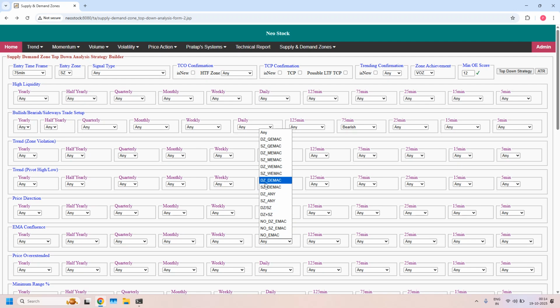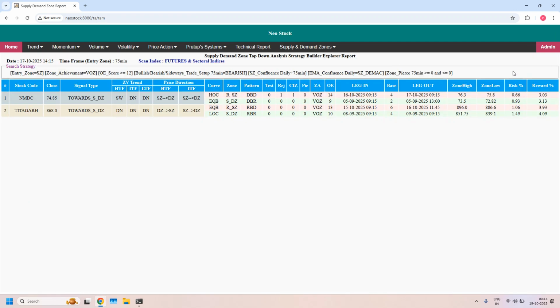That is daily supply zone with daily EMA confluence. We got 2 stocks. So these 2 75 minute supply zones might be having more high probability to get success, provided less than 20 checklist items are satisfied, otherwise higher chances of zone violation. Okay, this is for the first strategy.